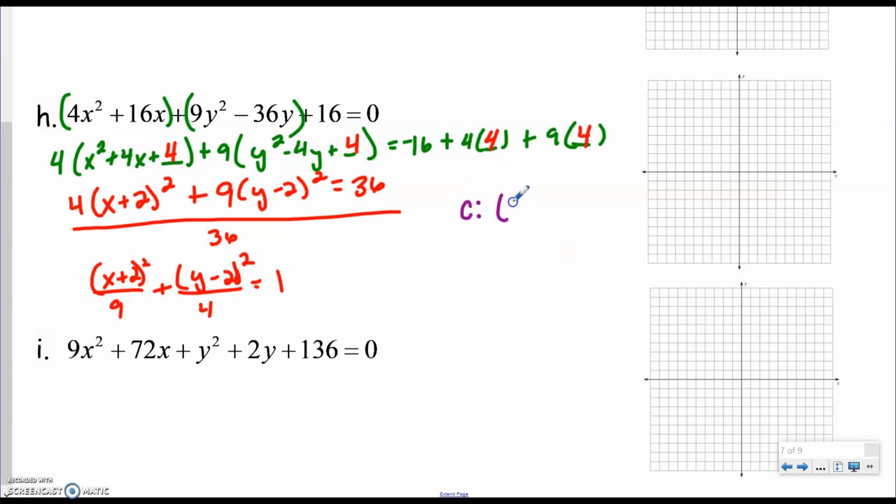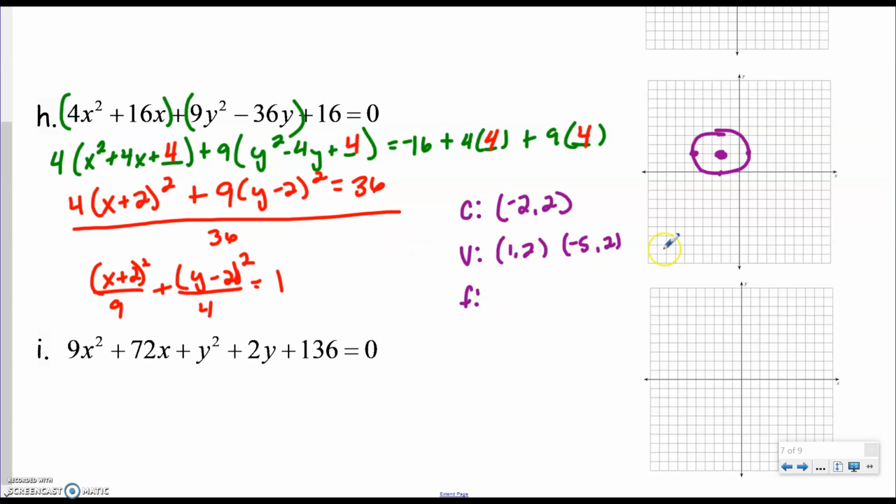So center is at negative 2, 2. Okay, bigger numbers under my x, so we're going to go sideways 3 from there. 1, 2, 3, and 1, 2, 3. And then we're going to go up 2 and down 2. And there's our graph. So our vertices are at, we added 3, so 1, 2, and then subtract 3, negative 5, 2.